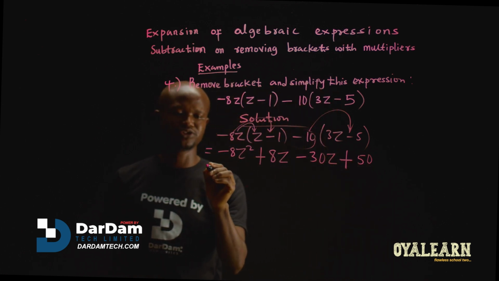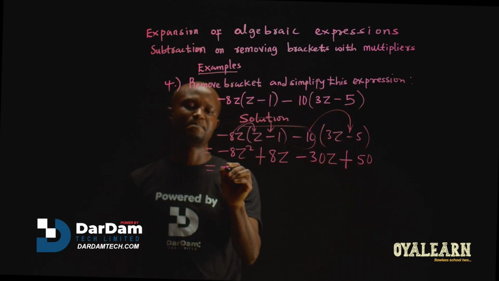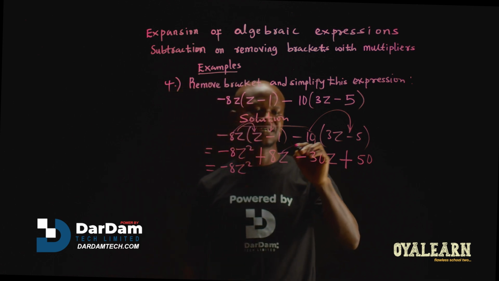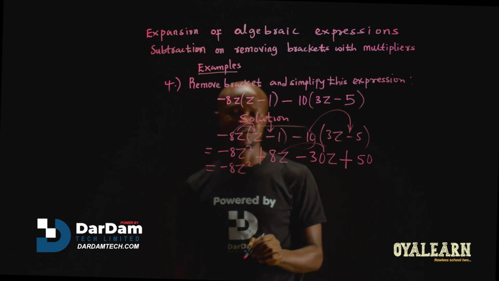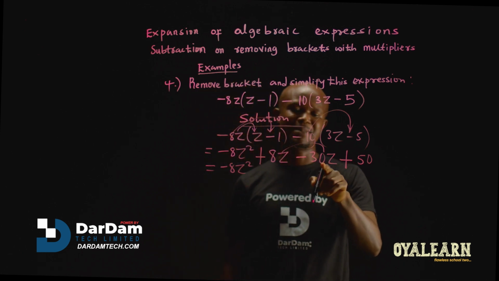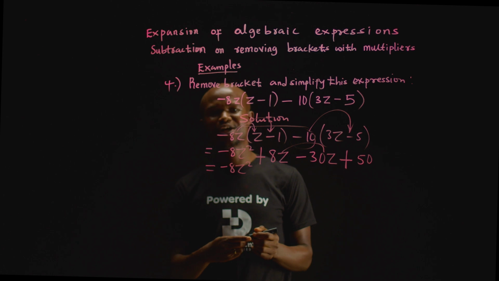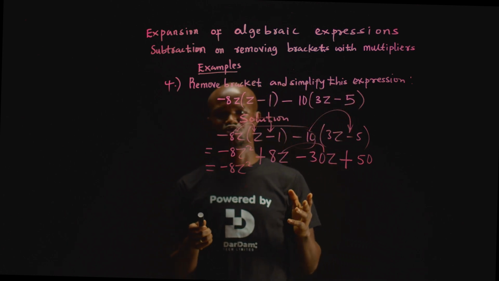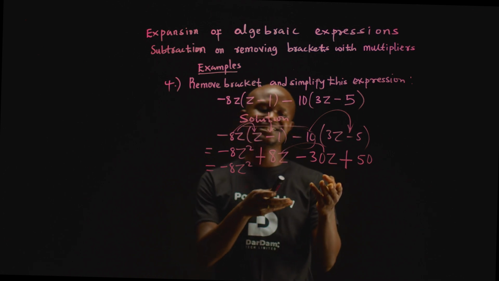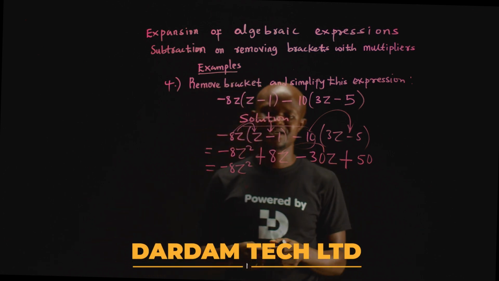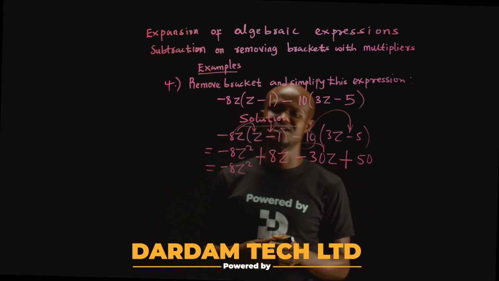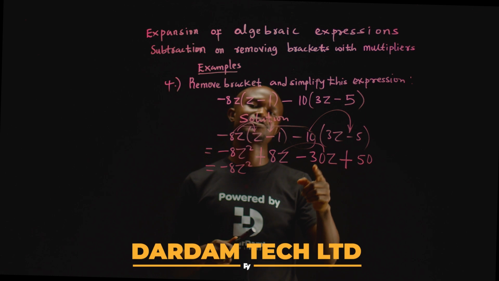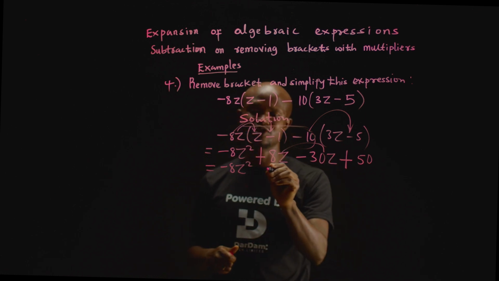The next thing for us to do, we now have minus 8z squared. Then the middle terms are like terms. So we have 8z minus 30. Normally when you have 30 minus 8, it will give you 22. But since we are taking away a bigger number from a smaller number, 8 minus 30 will give us what? Minus 22. Now, 8z minus 30z will give us minus 22z.